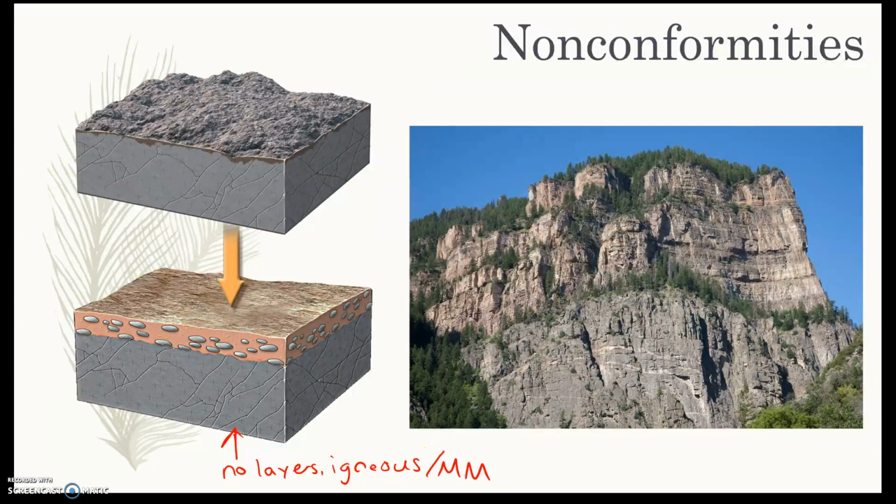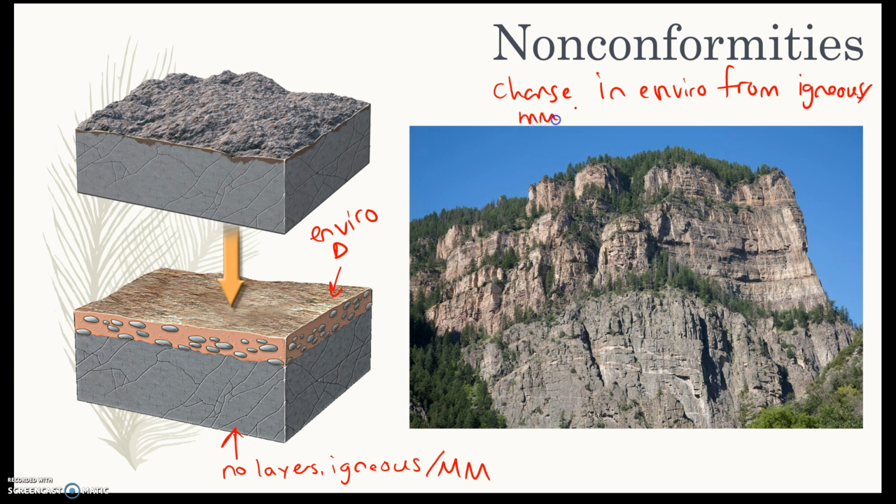And the environment is igneous or metamorphic, obviously. And then over time, the environment will shift into one that promotes more sedimentary deposition. So this indicates a change in environment from something that creates metamorphic rock or igneous rock into an environment that promotes the formation of sedimentary rocks.